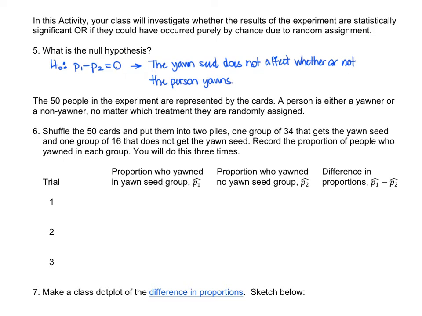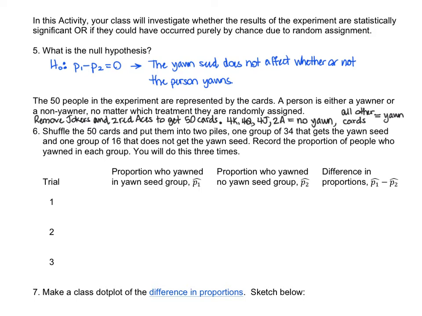We're going to start by taking the jokers out of our deck of cards, and then we're going to take out 2 red aces. That's going to leave exactly 50 cards in the deck, and it's going to give us an ability to, if we use aces, kings, queens, and jacks to represent no yawn, that gives us 14 out of the 50, which you may remember was the number out of the 50 that ended up yawning between both the yawn seed and no yawn seed groups.